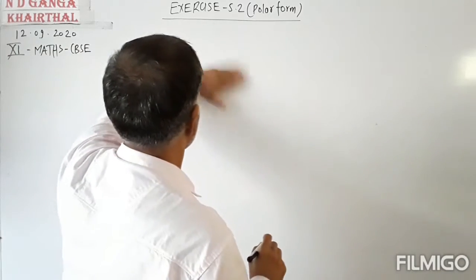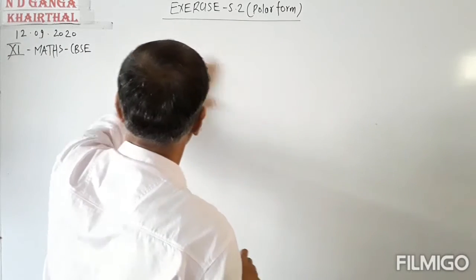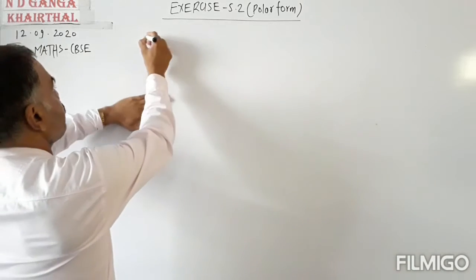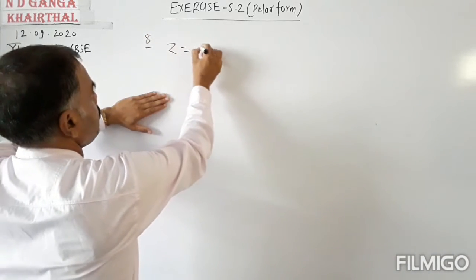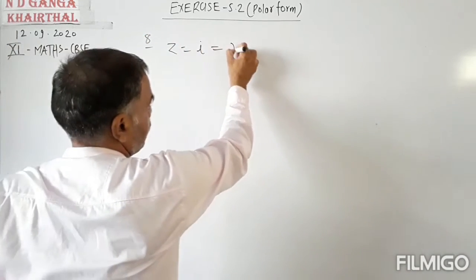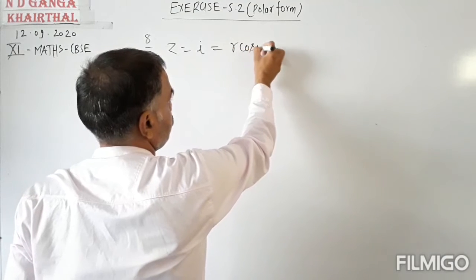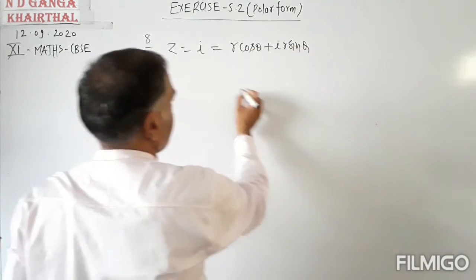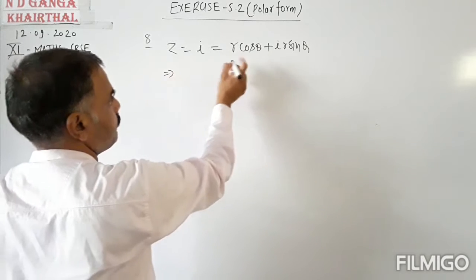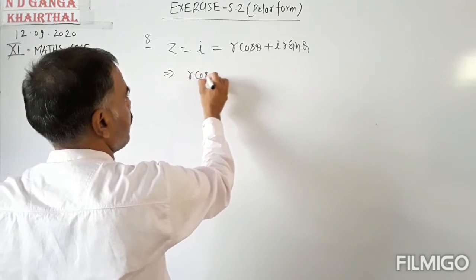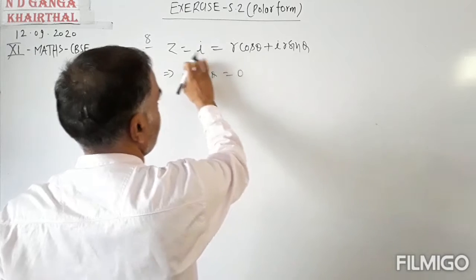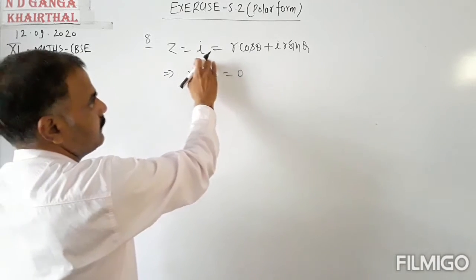Polar form of iota. Question number 8: z is given as iota. Compare this with r cos theta plus iota r sin theta. After comparing we get r cos theta equals 0, since there is no real part.